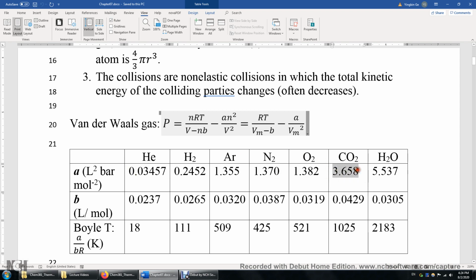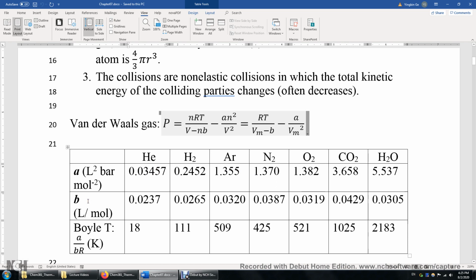CO2 also has a fairly large A. CO2 has a zero dipole moment, but because CO2 has many electrons, many valence electrons, it's easier to change the distribution of the electrons. So it's a lot easier to create a non-zero instantaneous dipole moment when electrons move. For the same reason, the parameter A for argon is greater than the parameter A for helium.